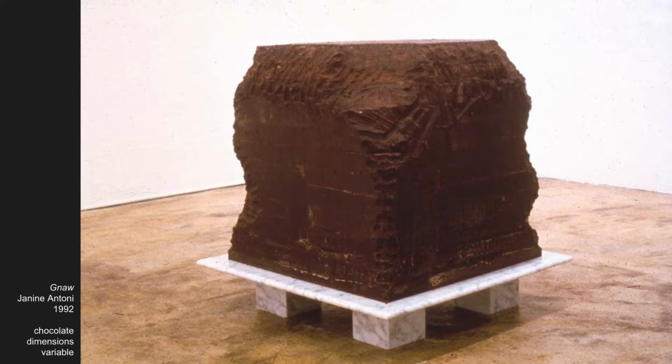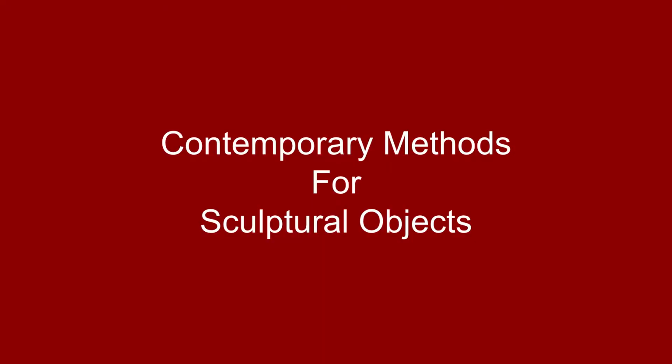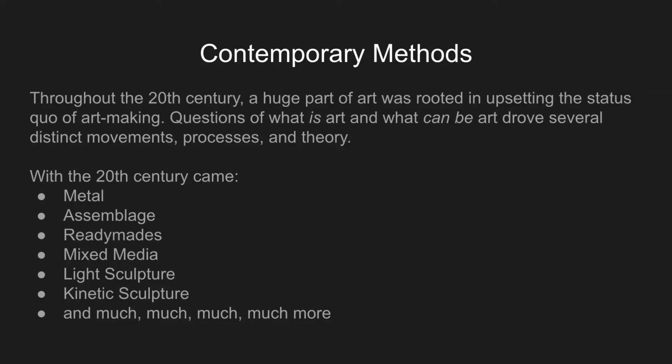This one is both additive and subtractive. It's additive because the chocolate in this sculpture was cast in a big mold. It's subtractive because the artist Janine Antoni was chewing on the chocolate, creating negative areas. So that is additive and subtractive. Here's a totem pole from the Pacific Northwest that is a traditional subtractive process. And then we talked about contemporary methods.